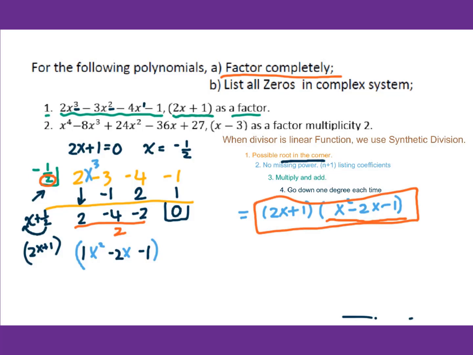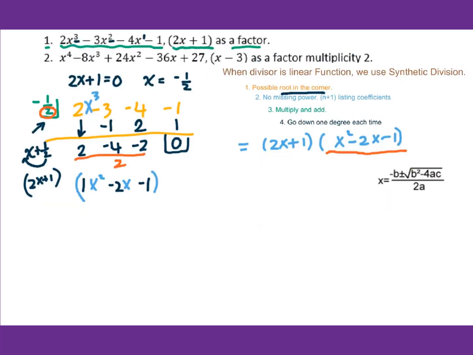How do we get the roots? We already get a root from here, that's negative 1 over 2. For this one, we have to use the quadratic formula. We need to solve x squared minus 2x minus 1 equal to 0 by the quadratic formula. We have a equals 1, b equals negative 2, c equals negative 1.